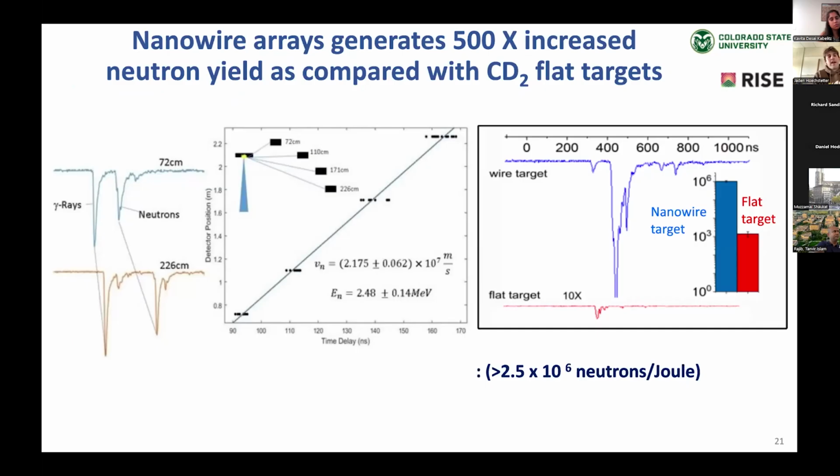We irradiated these CD2 nanowires and measured the fusion neutron generation and compared to flat targets. We achieved 500 times as many neutrons with nanowires as with the flat targets of the same material, and achieved 2.5 times 10 to the 6 neutrons per joule of laser energy. And these were measured on time of flight spectrometers.